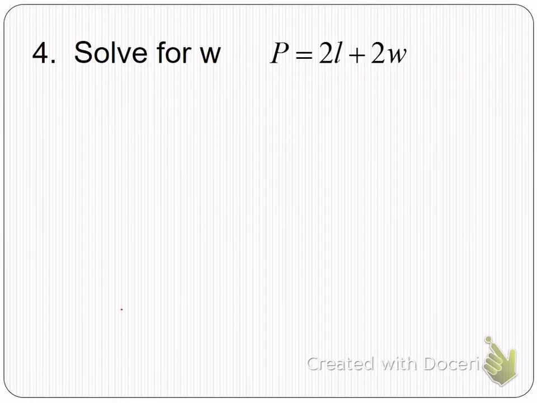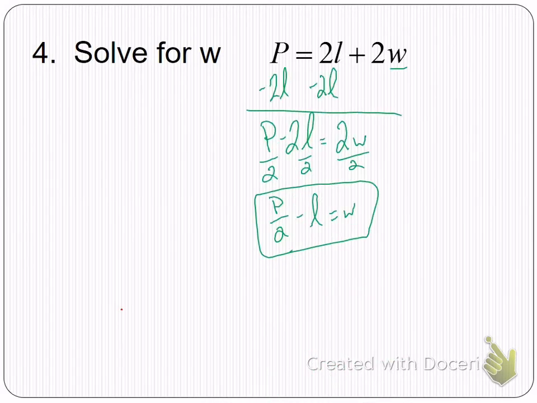One more for you to try. Solve this guy for w, and this is the perimeter of a rectangle. You're going to see this literal equation a lot, so get real familiar with using this guy. But solve it for w. Stop the video, start it back up, and see how you did. Okay? Did you get this? P over 2 minus L equals W, and you can kind of see how it went. Okay, so hopefully that's okay.